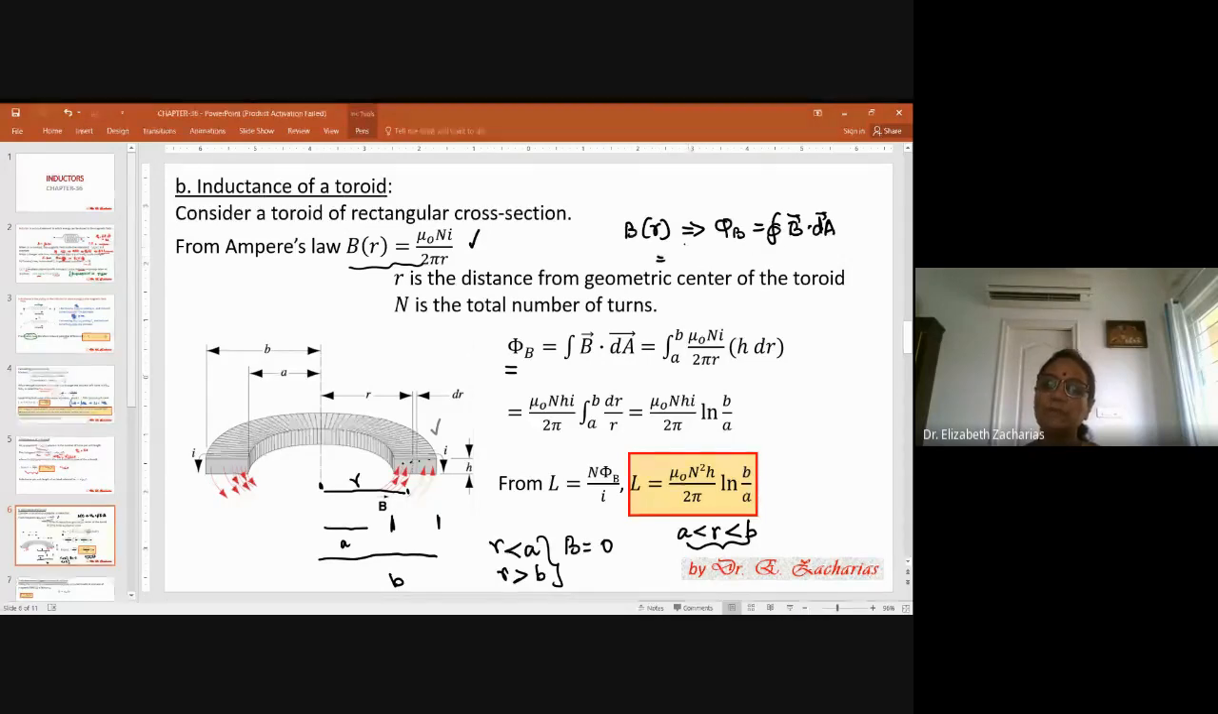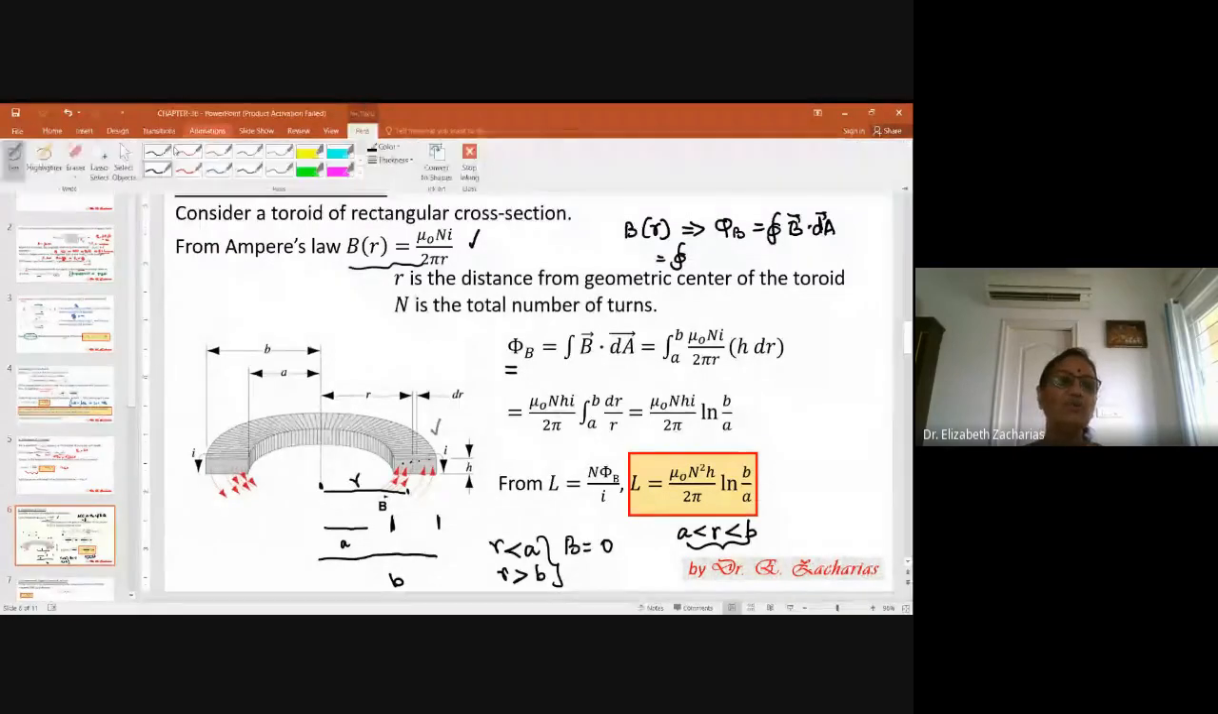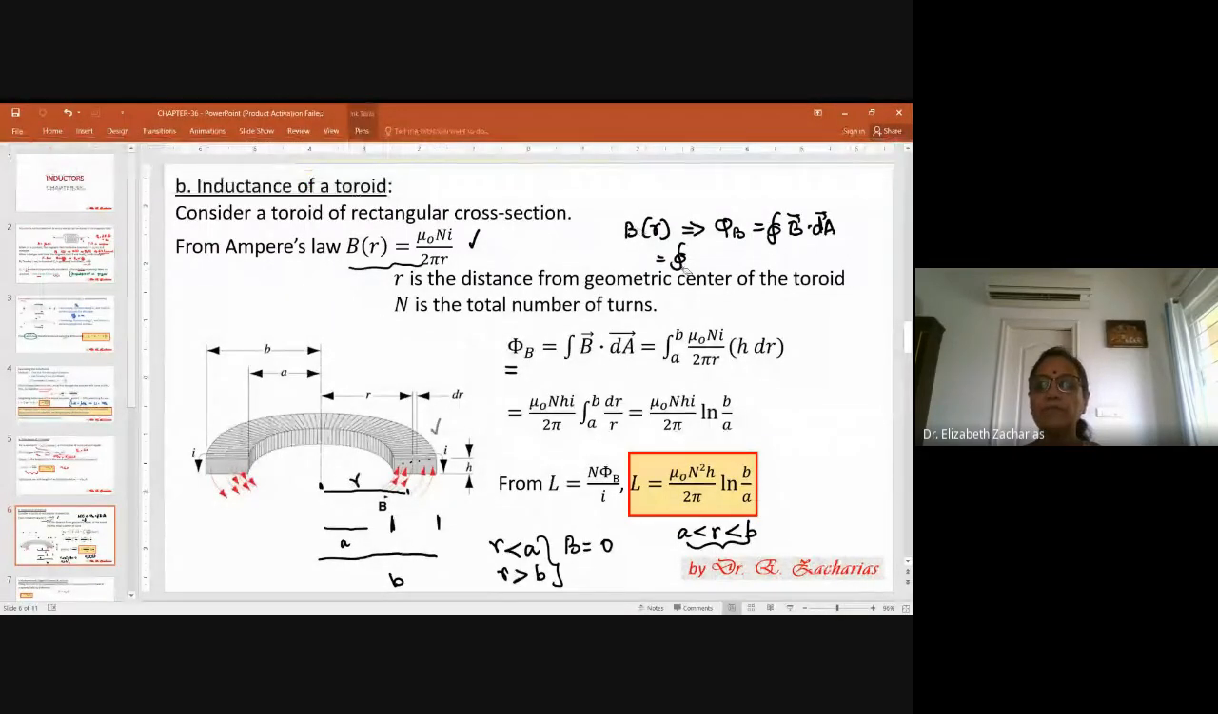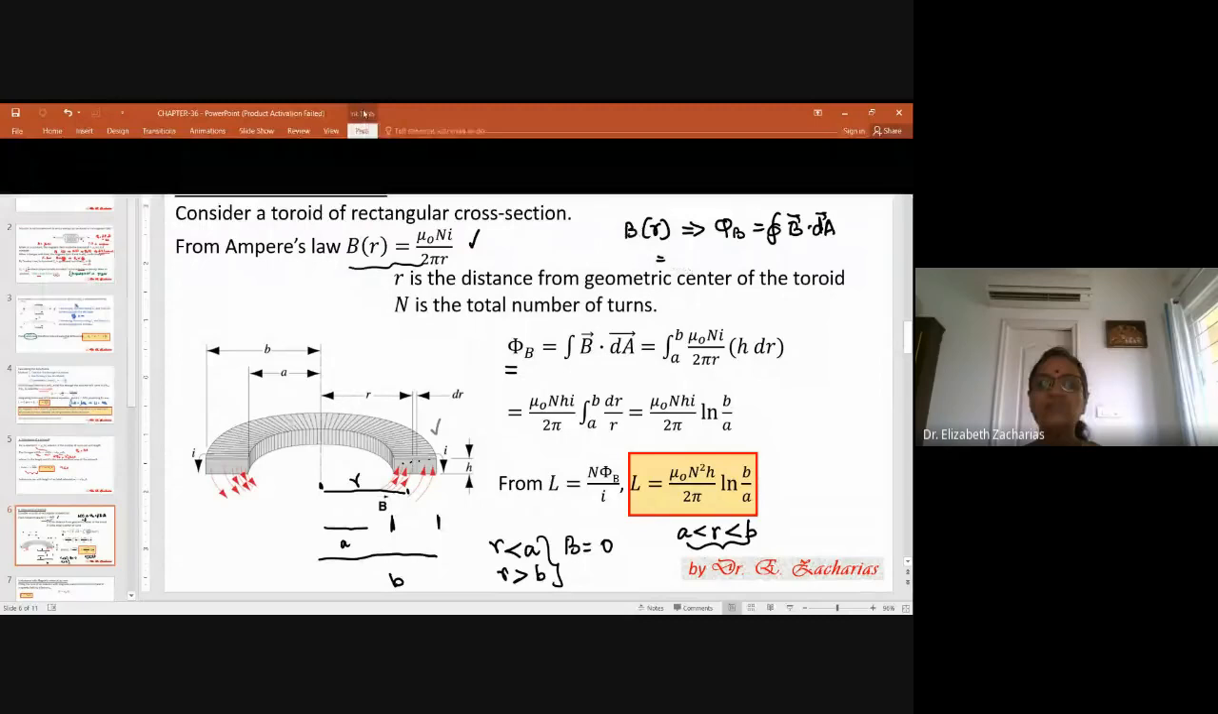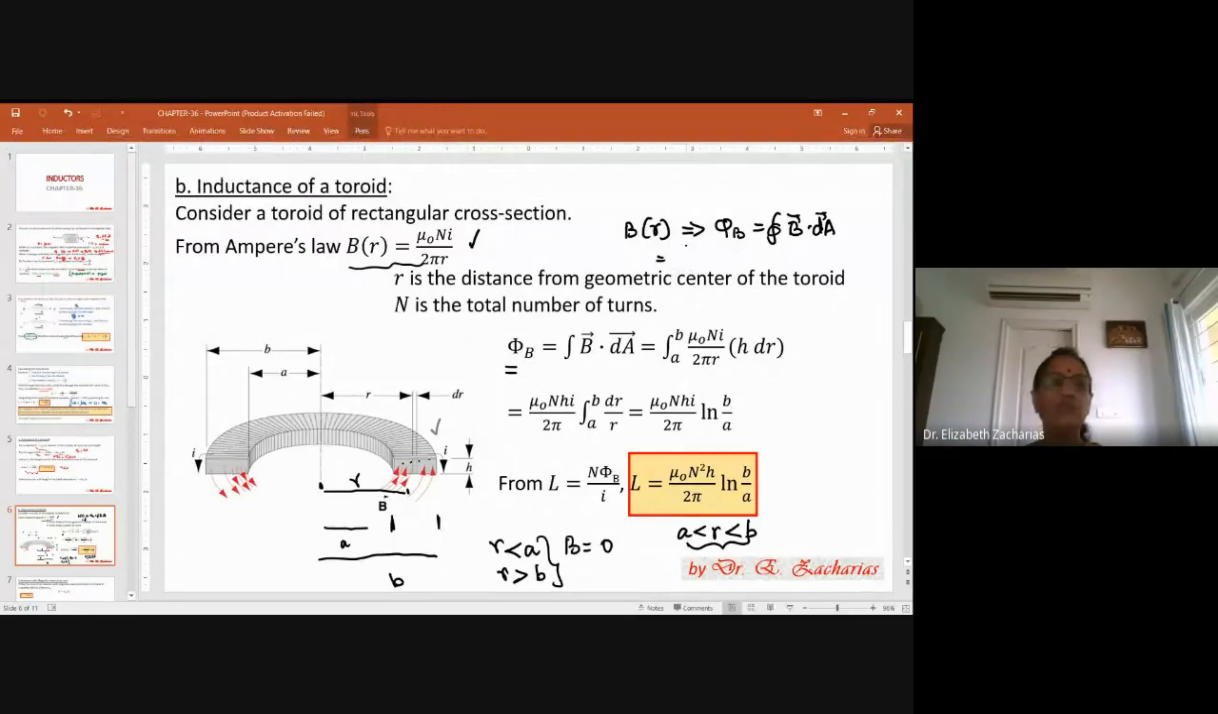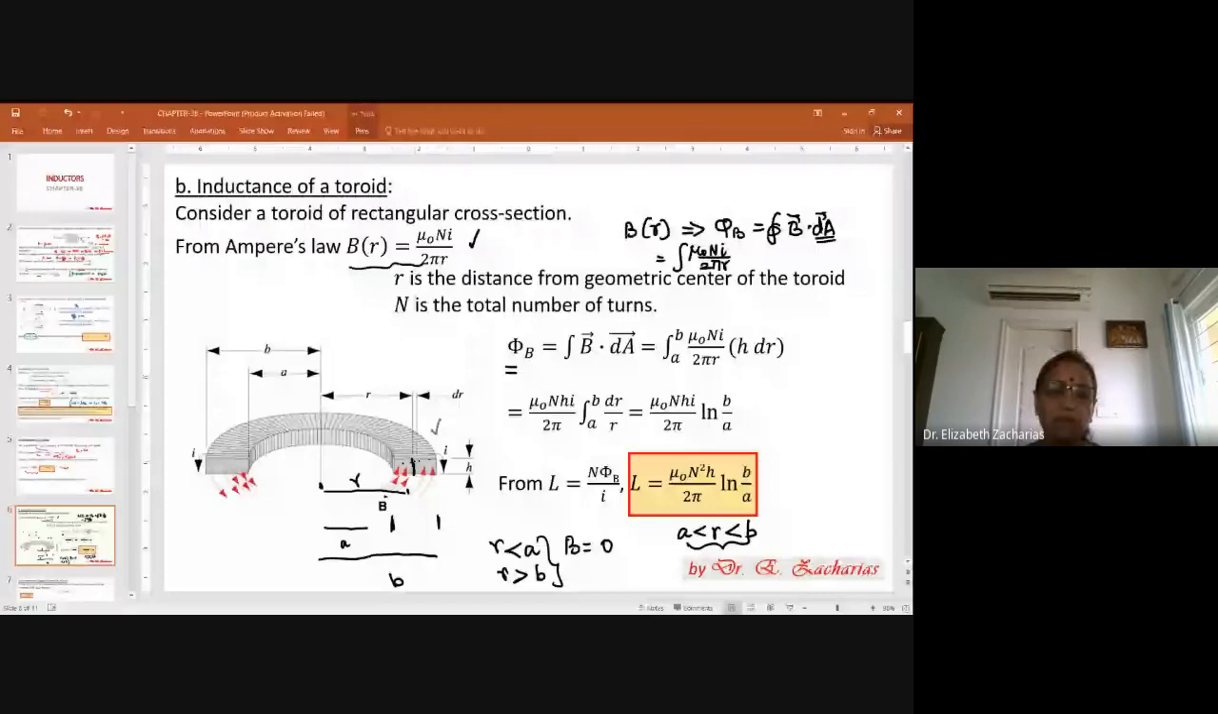So let's substitute. We are going to do an integration. And what is the variable? Let us see. Integral B is mu naught capital N I by 2 pi R. And what is this dA? Listen very carefully, dA is simply going to be a rectangle.